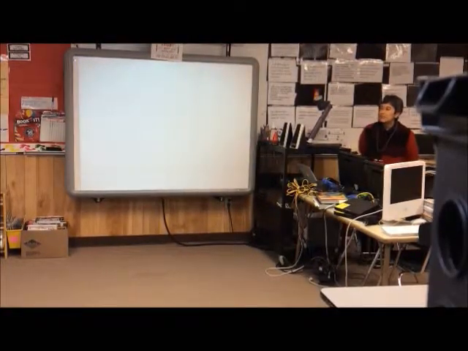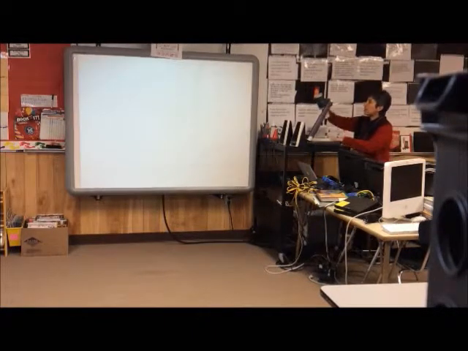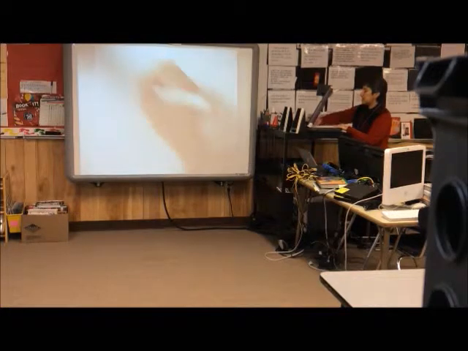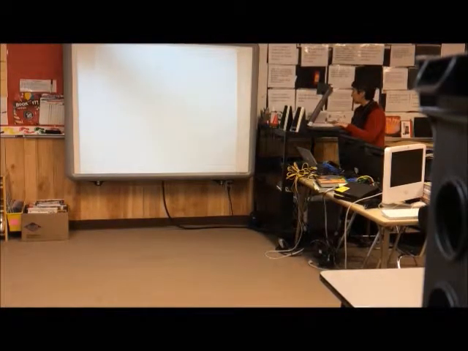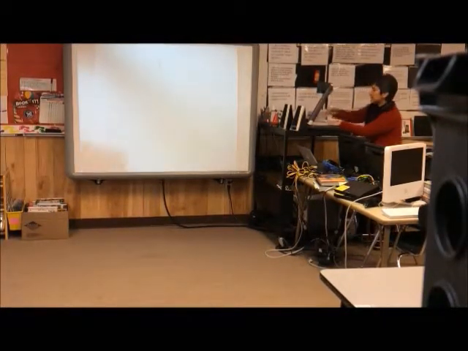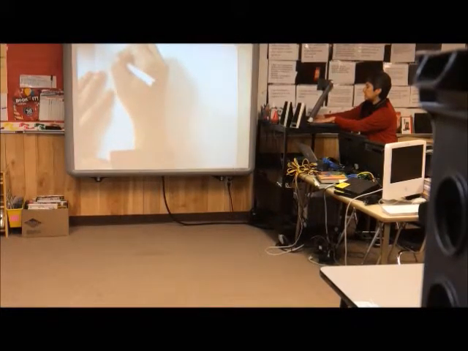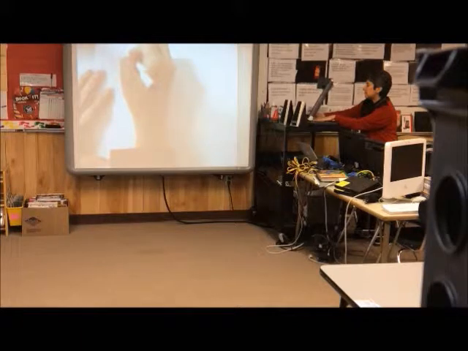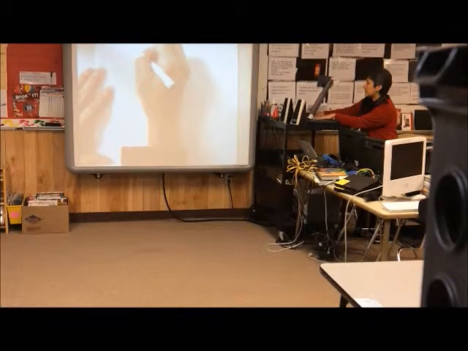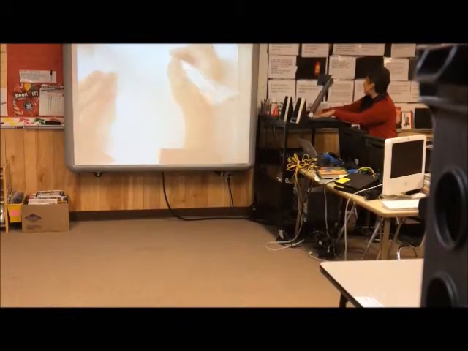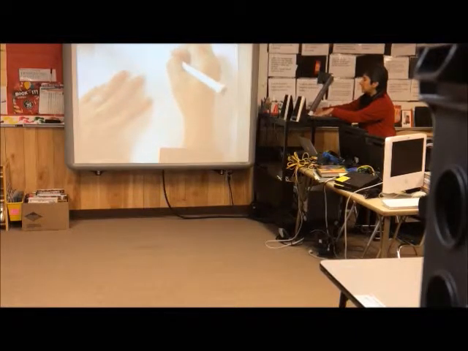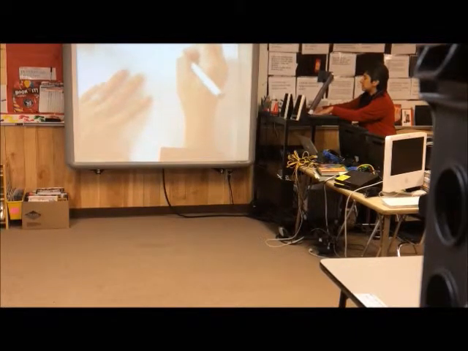In your science journal, on the next clean page, I want you to make a T chart. Make a T on your paper like that. And then on one side, I want you to write the word potential energy, and then kinetic energy.